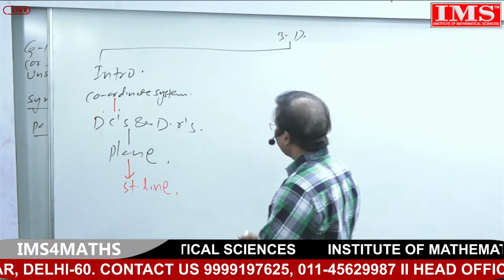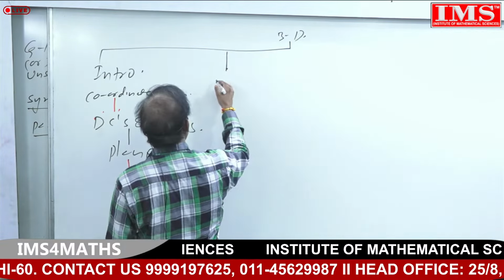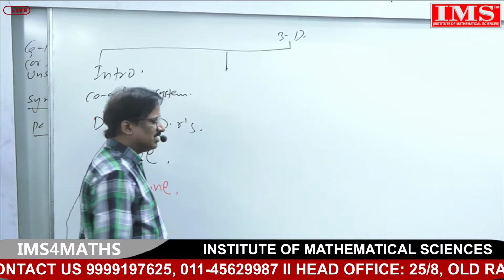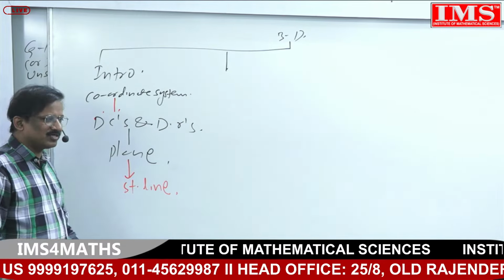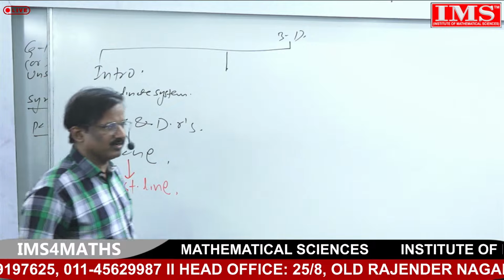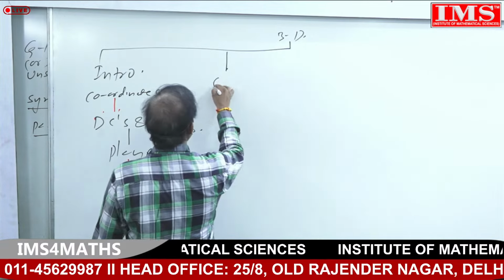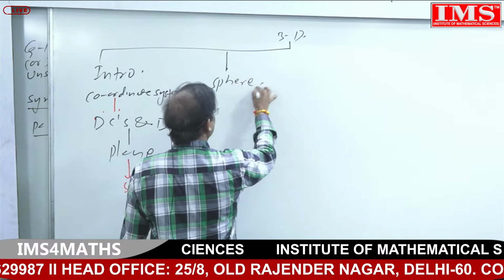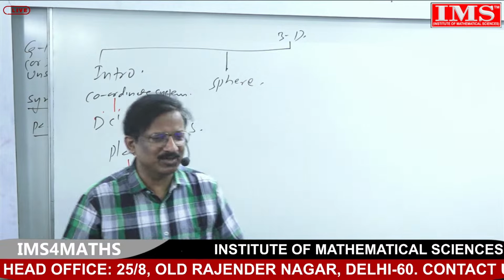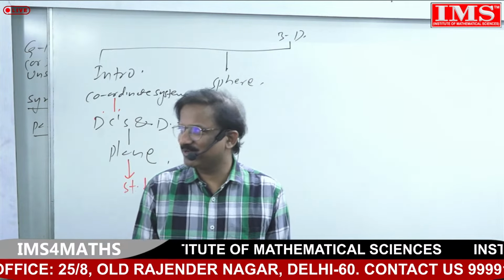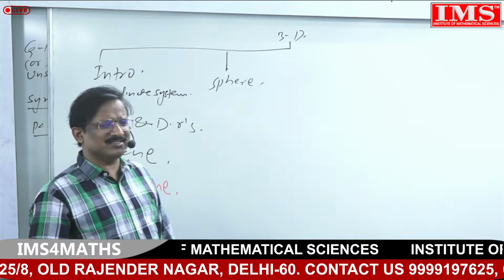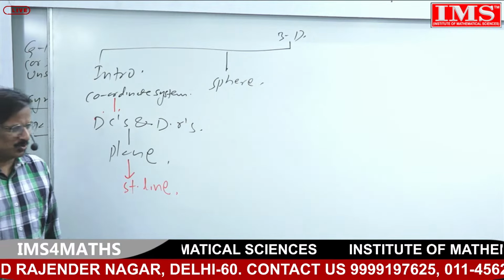There is a content name called word. Straight line is done. Before that, plane, you understand, you are able to recollect. And next is what? Sphere. It is a replication of what? Circle in 2D. It is a replication of the circle in 2D. Nothing is different. It is truth.